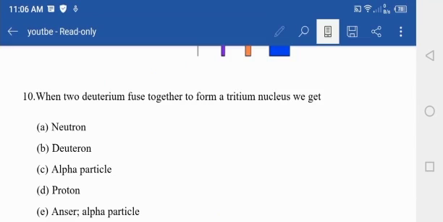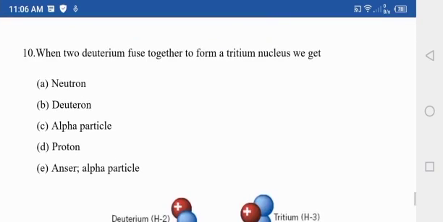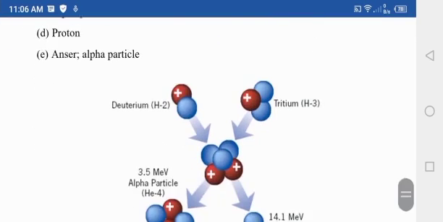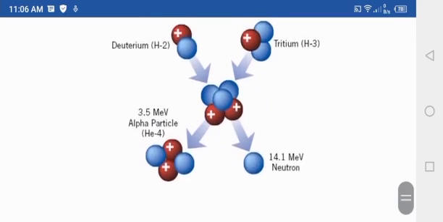MCQ 10, the last one: when two deuterium fuse together to form a tritium nucleus, we get. The answer is alpha particle, and from the figure we can see this.